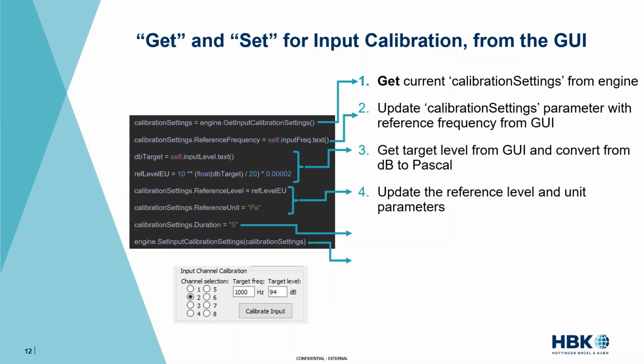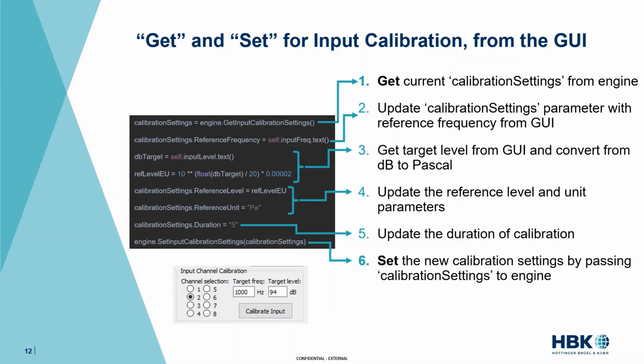Then we update that reference level and the unit parameters in this calibration settings object, and update the duration. Here we just set it to 5 seconds, but you can update this programmatically some way if you want to have that be user-defined. And now that we've updated all of these locally in the calibration settings object, we're going to set the new calibration settings by passing our calibration settings object to the engine.